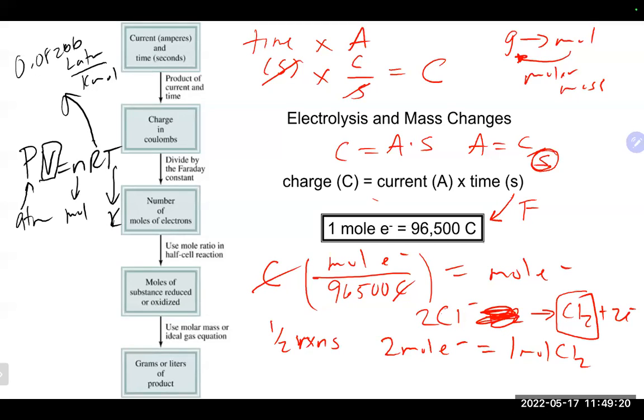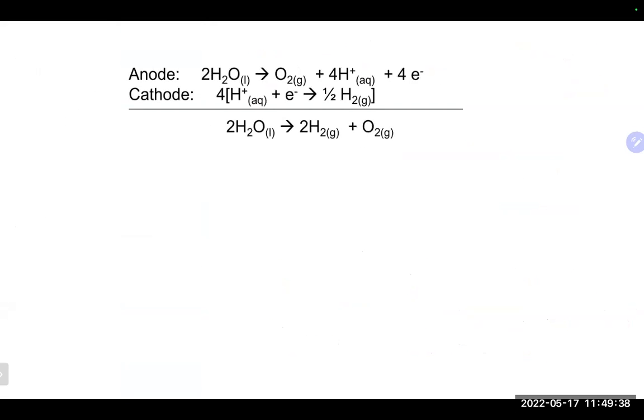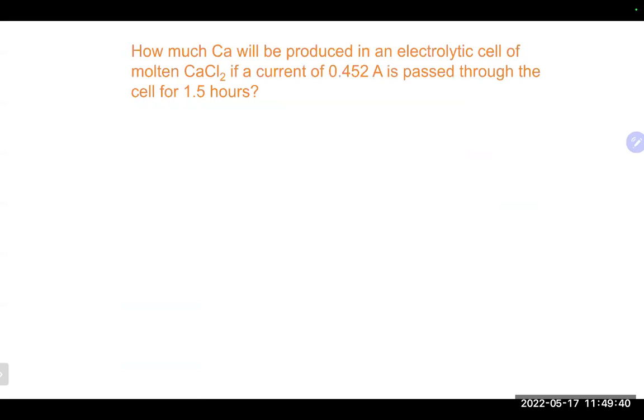Take how long you run the cell for, times the amperage, gets you coulombs, use Faraday's constant to get to moles of electrons, use the half reactions to go from moles of electrons to what you're interested in, and then basically do a conversion at the end. Any questions on that? All right, then we'll come back to this one. Why don't we do this one first?